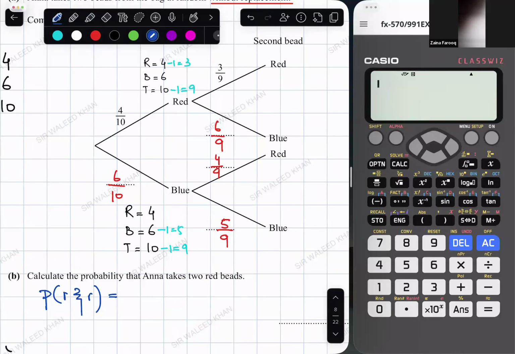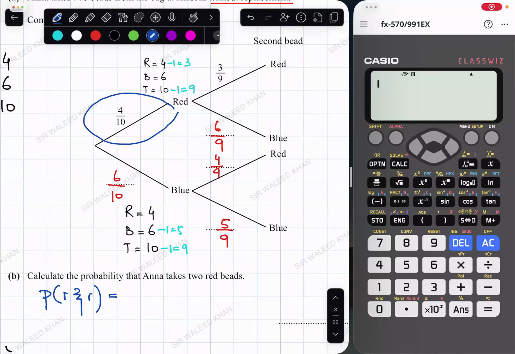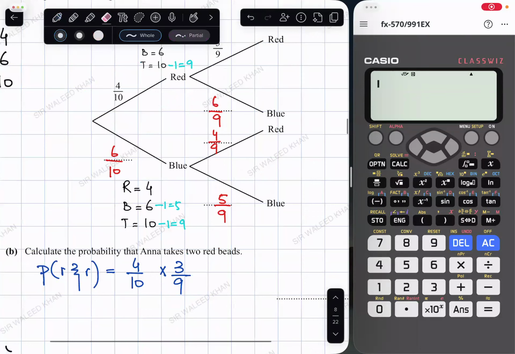2 by 9. For the first one to be red, are you looking at the tree diagram? Yes. Okay. What is the probability that the first bead is a red? 4 by 10. Yes. And the second bead is also red. So 3 over 9. Because they are independent of each other, or you can say the branches over here, you multiply along the branches, right? And add across the branches. Okay.